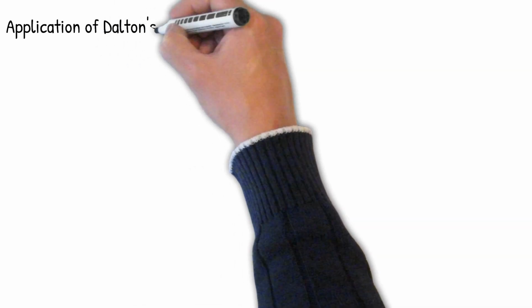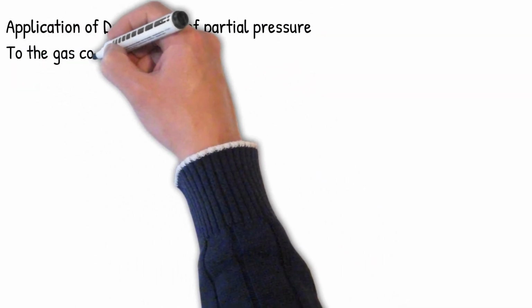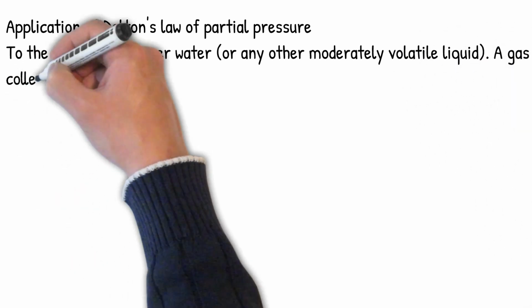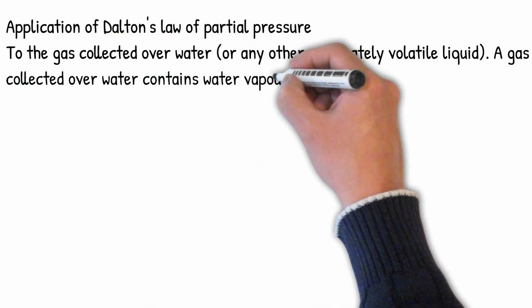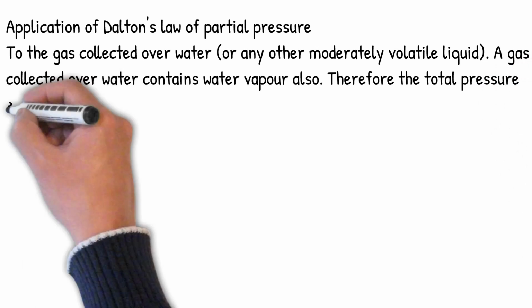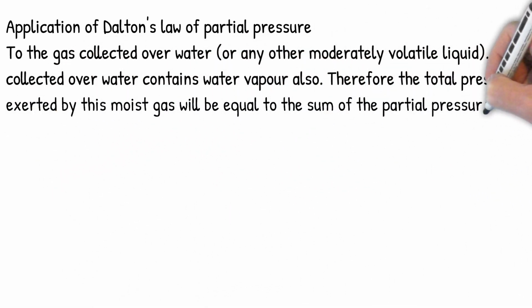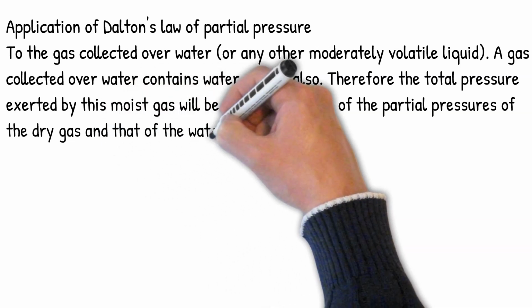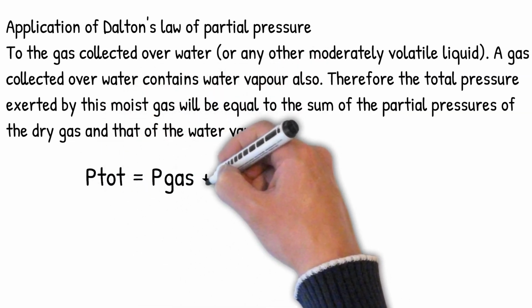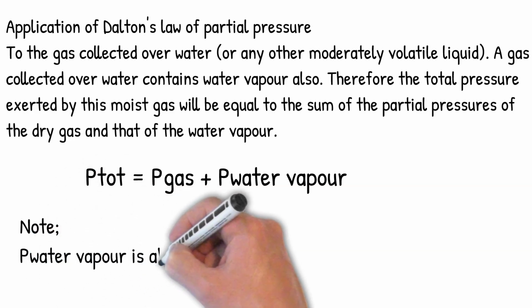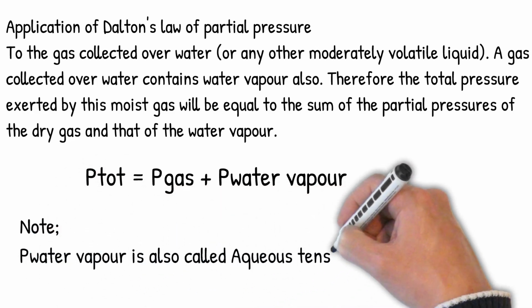Application of Dalton's law of partial pressure. To the gas collected over water or any other moderately volatile liquid, the gas collected over water contains water vapor also. Therefore, the total pressure exerted by this moist gas will be equal to the sum of the partial pressure of the dry gas and that of the water vapor. P total equals P of the gas plus P of the water. Note, P of water vapor, that is, pressure of water vapor, is also called aqueous tension.